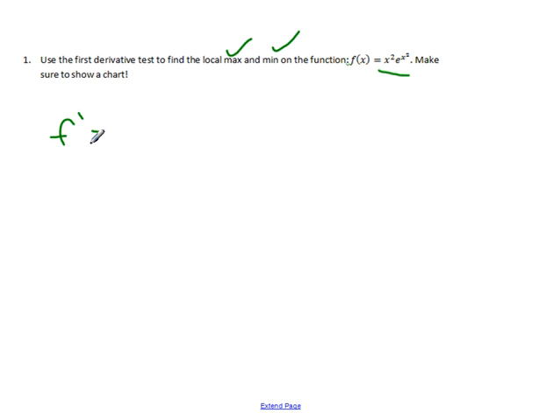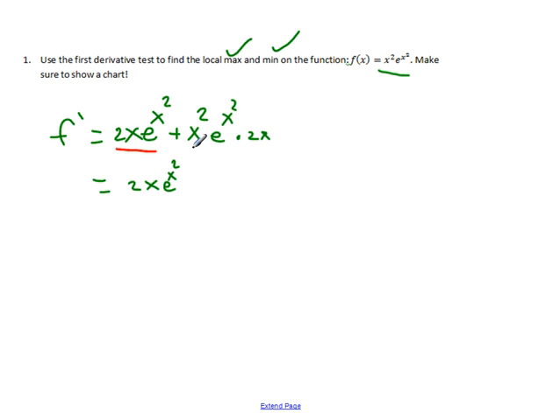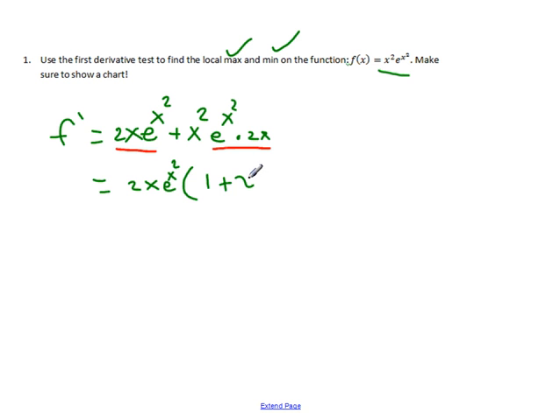Using the product rule, the derivative of the first is 2x. And then the derivative of the second function is e to the x squared times the derivative of that x squared, which is 2x. And we can simplify that. Well, let's not. Let's just pull out a 2x e to the x squared, and we're factoring that out since that exists here and here. So when we factor that out, what we're left with is 1 plus x squared.